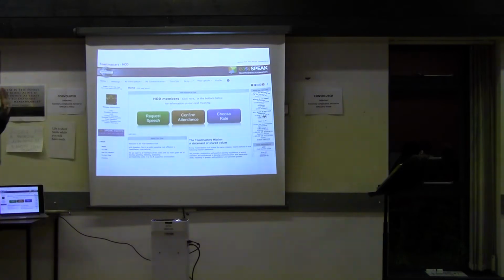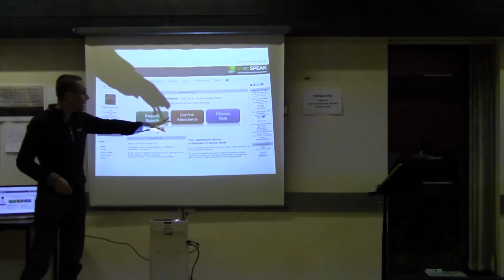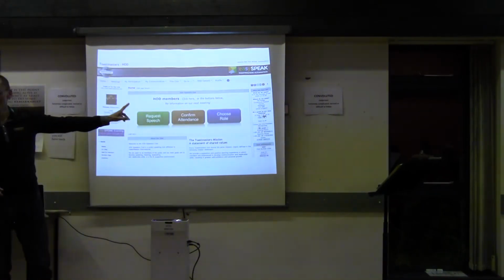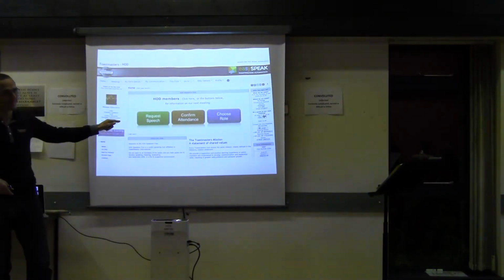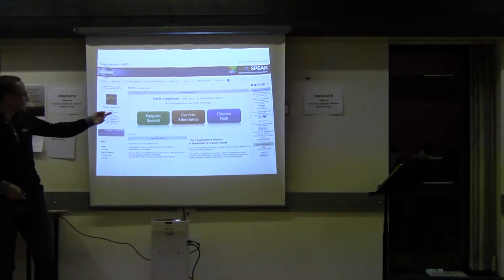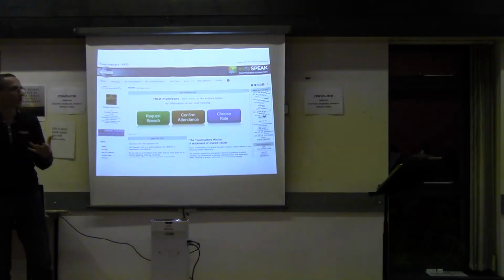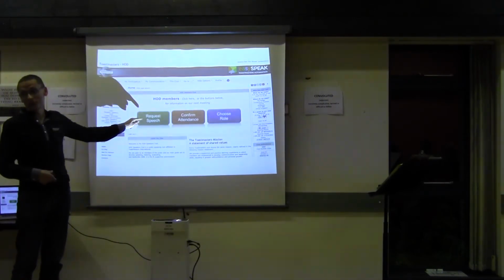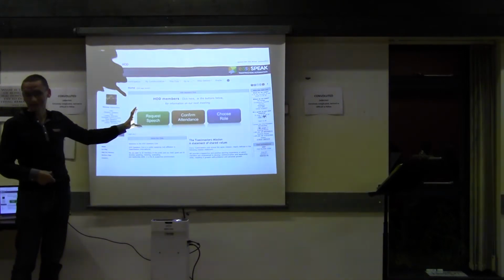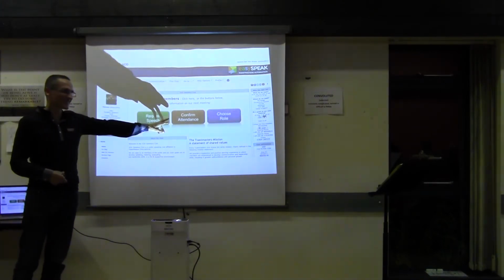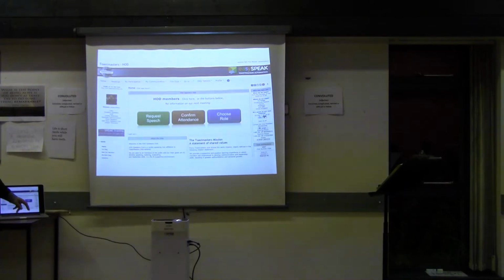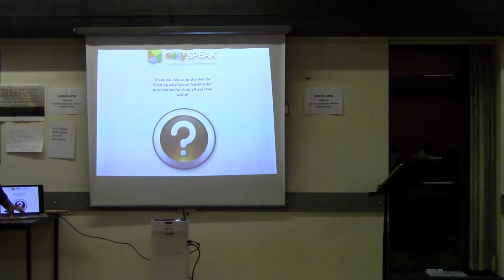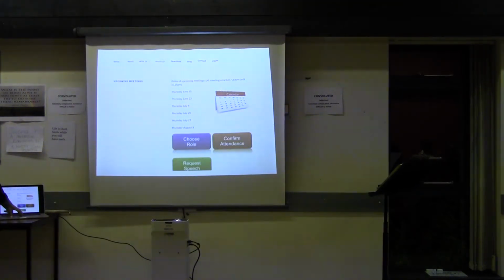When you first log into the site, recently I created these buttons, so they're nice and big so everyone can see. No one should not be able to see these buttons. I couldn't have made them much bigger. These are the things that we want to do most. So if you are looking to request a speech, this is the one to do that because it's nice and big and it says request speech. Confirm attendance, you just click on that one, and if you want to choose a role, you do that one. We've already done that.